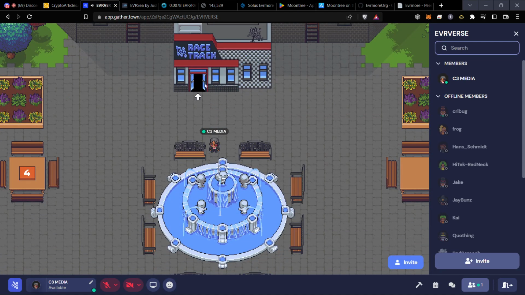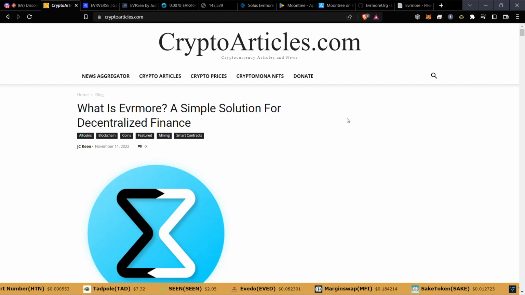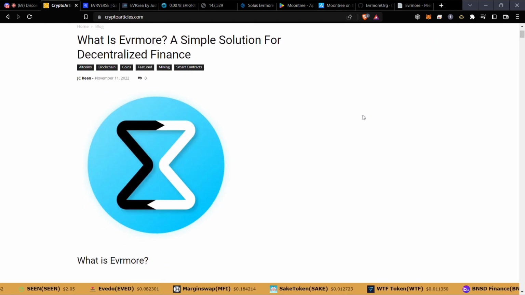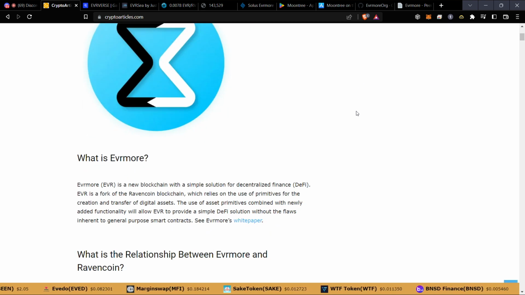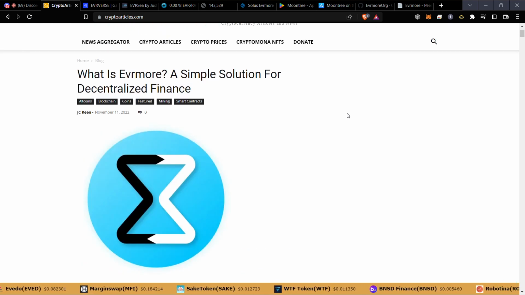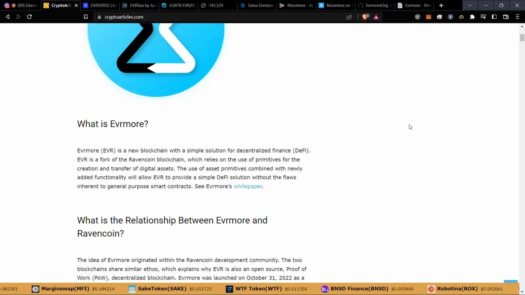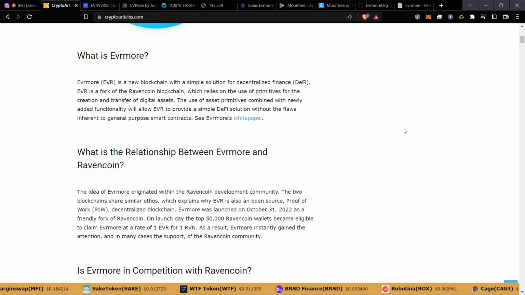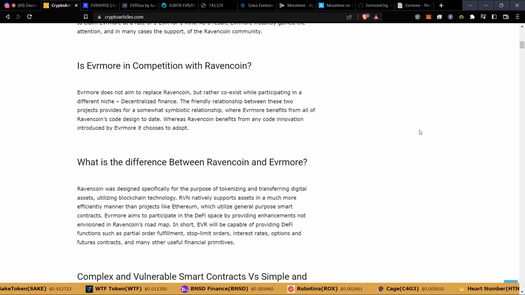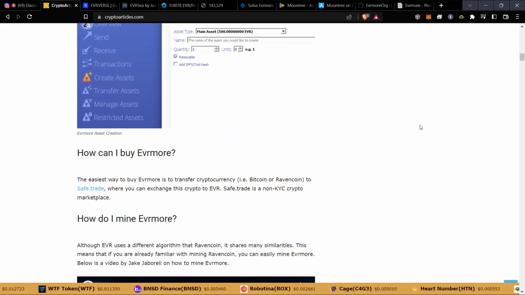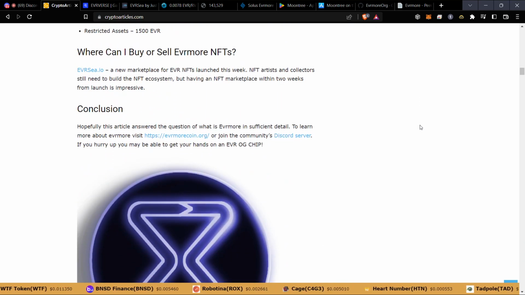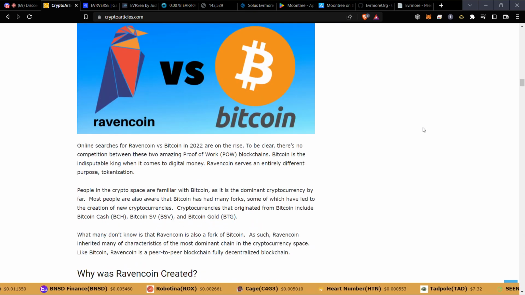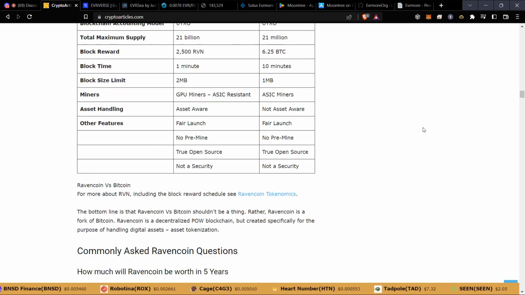That is the metaverse. All right. Last but not least, we have cryptoarticles.com. What is a more simple solution for decentralized finance? If you guys want to read this article, here it is at cryptoarticles.com. Thank you, JC Keene, for writing this. And it just gives you general information of what Evrmore is and the relationship between Evrmore and Ravencoin. If you guys want to hang out with the community, there is a Discord channel for it. And let me just keep scrolling down. Just give me a moment here.